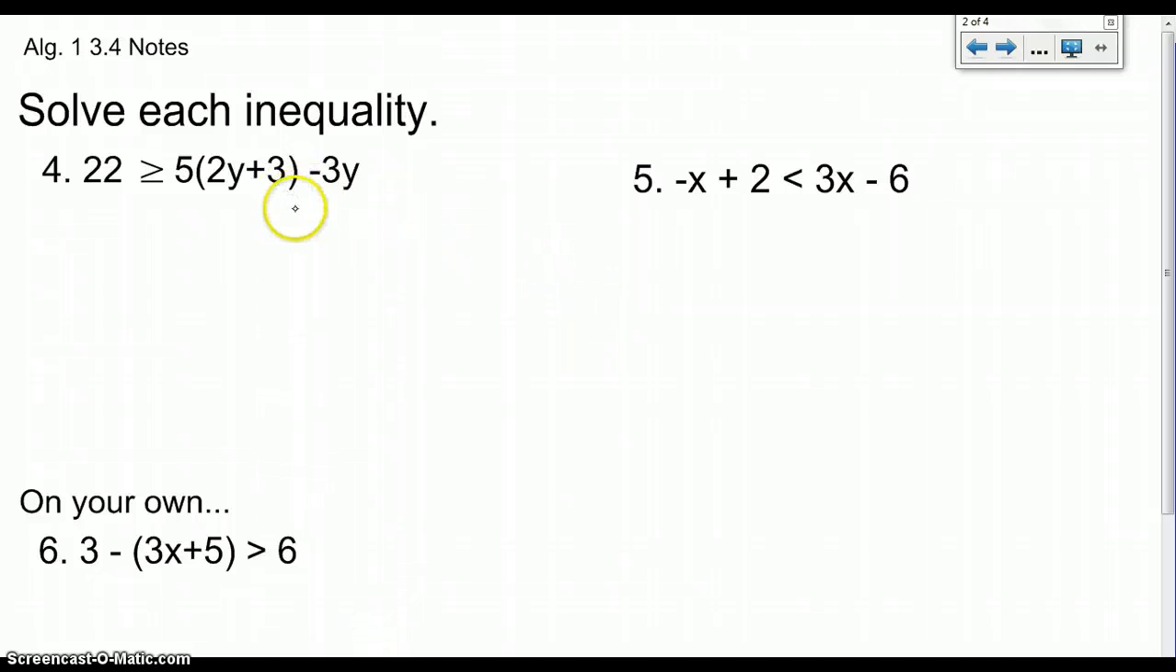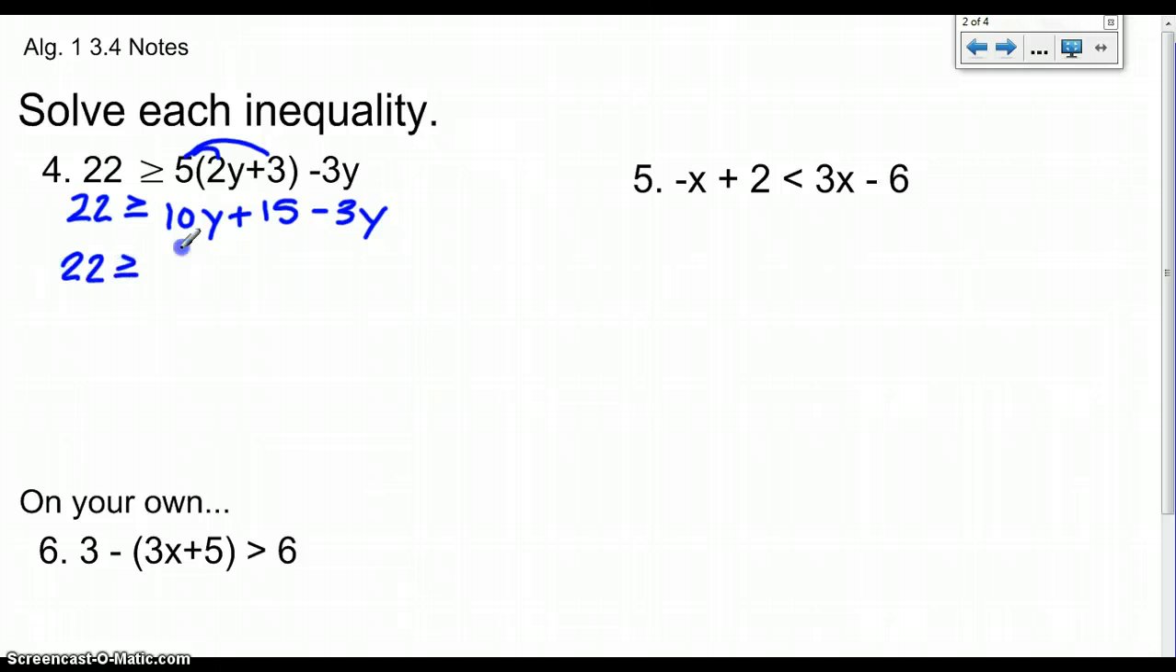Okay, so now we are at number 4. So 4 is just like we've been doing, but we have to distribute this 5 now. So now we have 22 is greater than or equal to, distribute this 5 to both of these, so we have 10y plus 15 minus 3y. So now we have y's on the same side, so we just need to combine them, not add them. So we have 22 is greater than or equal to 10y minus 3y, which is 7y, plus 15.